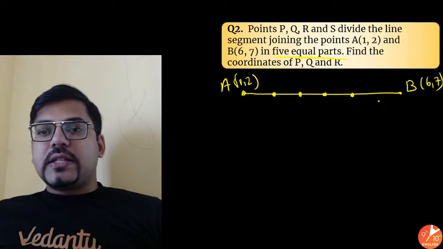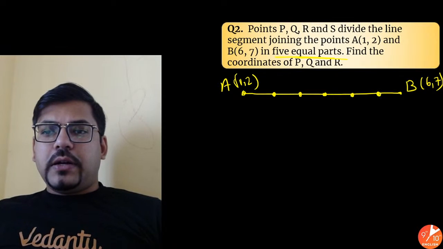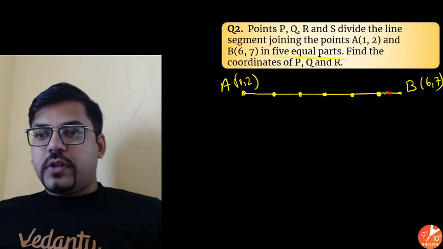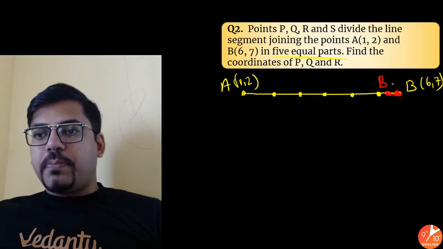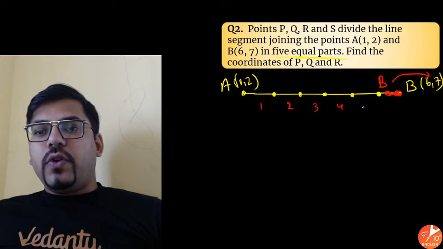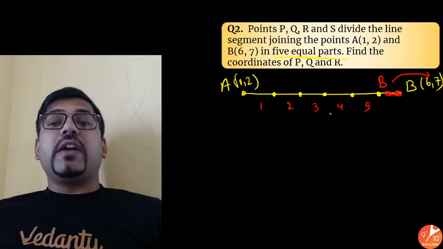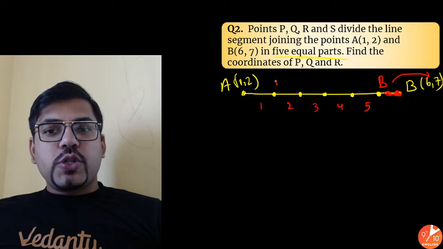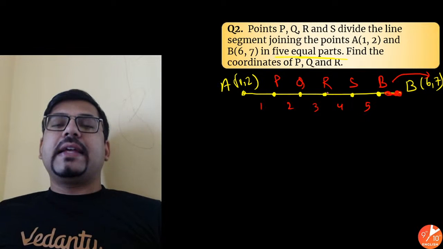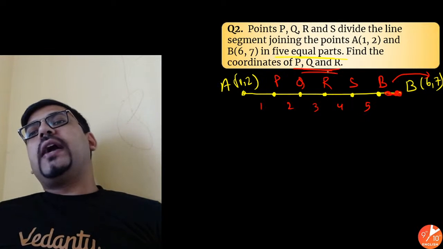So we have not taken the distances in an appropriate fashion. Let me just rub it off. So don't assume this. This is your B. So this is 1, 2, 3, 4, 5 equal parts. And which are all these points? So this is P, this is Q, this is R, this is S. Now the question says that we have to find the coordinates of P, Q and R.